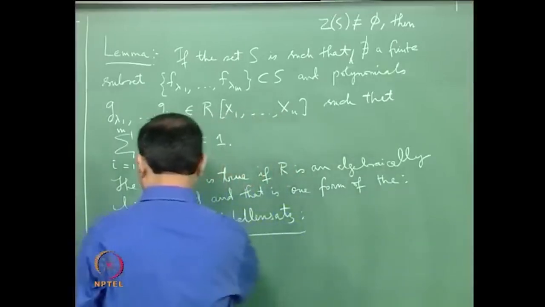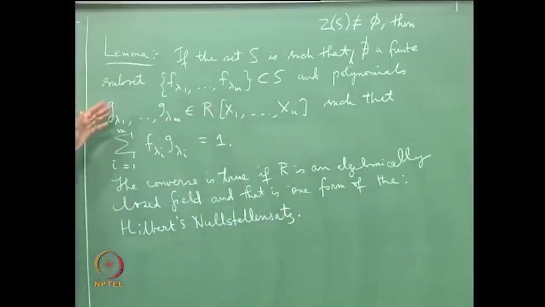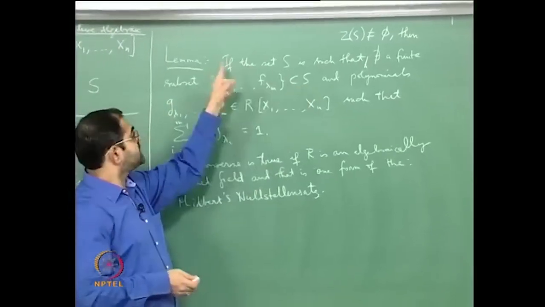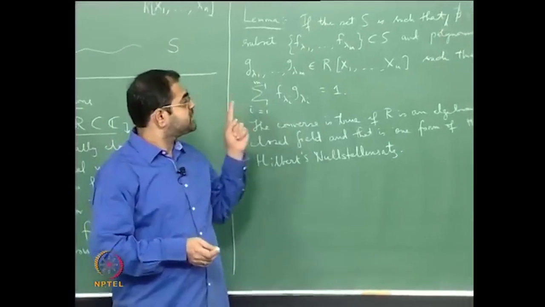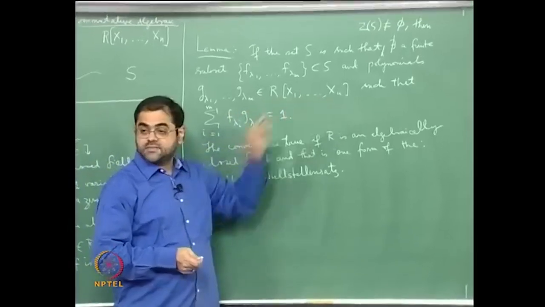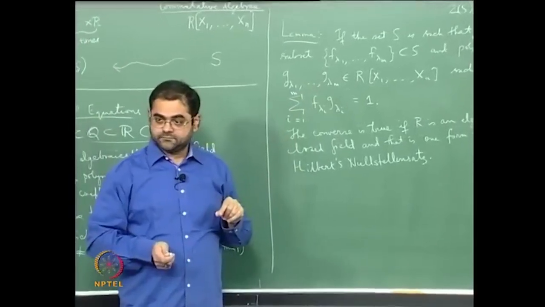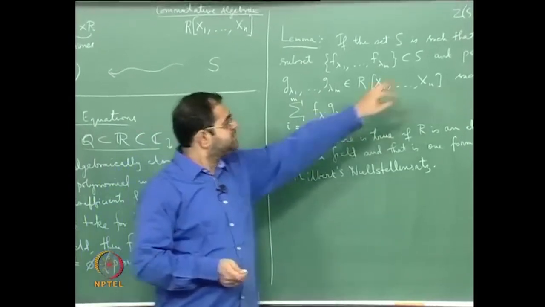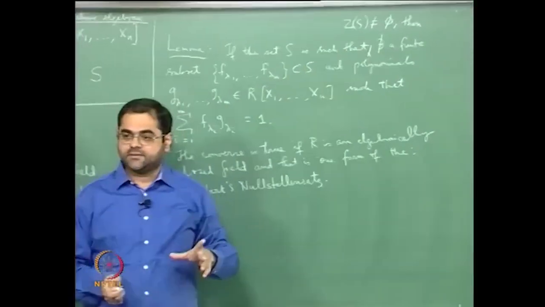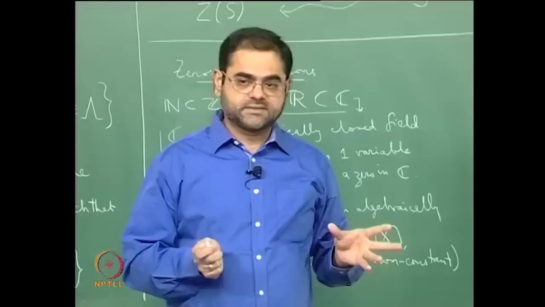So let me keep it like this, let me not state it. The converse will be that if R is an algebraically closed field and the subset S of polynomials in the polynomial ring over R in n variables is such that no finite subset of it can generate 1, then the zero set defined by that subset is non-empty. That is one form of the Nullstellensatz, which is usually called the weak form of the Nullstellensatz.